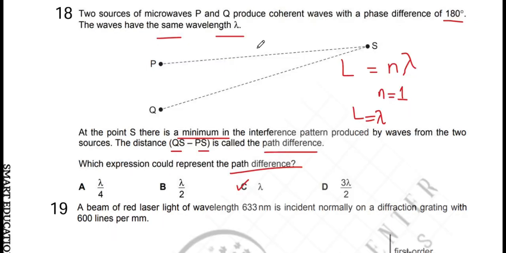In the next question, number 18, P and Q are the two wave sources. They have a phase difference of 180 degrees, and therefore at point S there is a minimum in the interference pattern produced by the waves from the two sources. So what could be the path difference? We know the path difference equals n lambda, and the minimum value is 1. So therefore L should be equal to lambda.